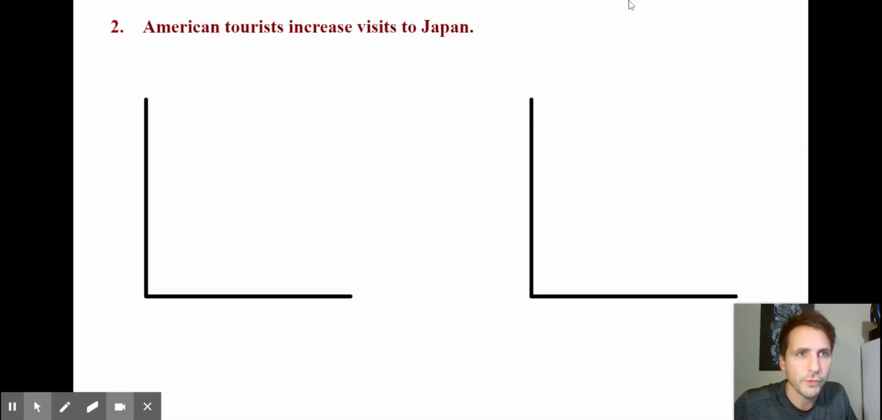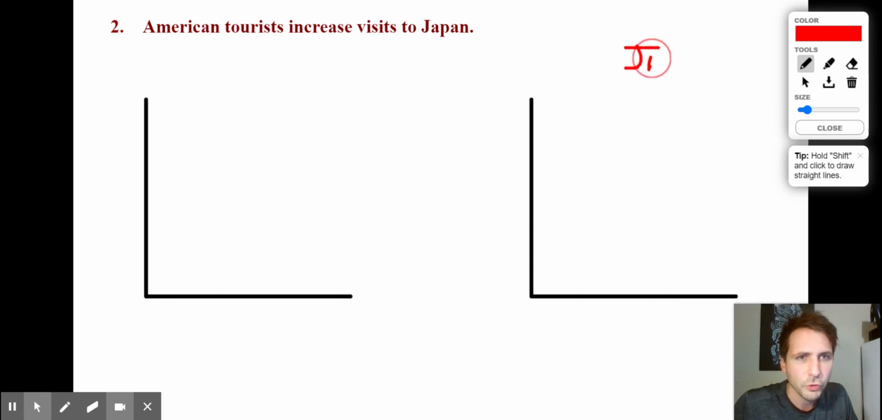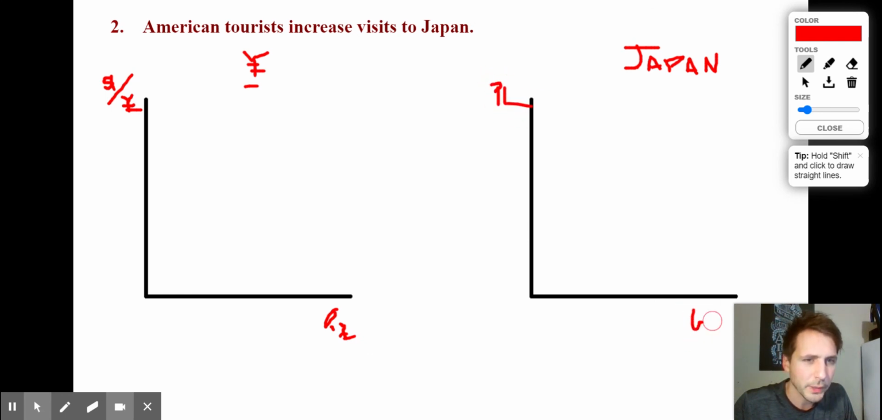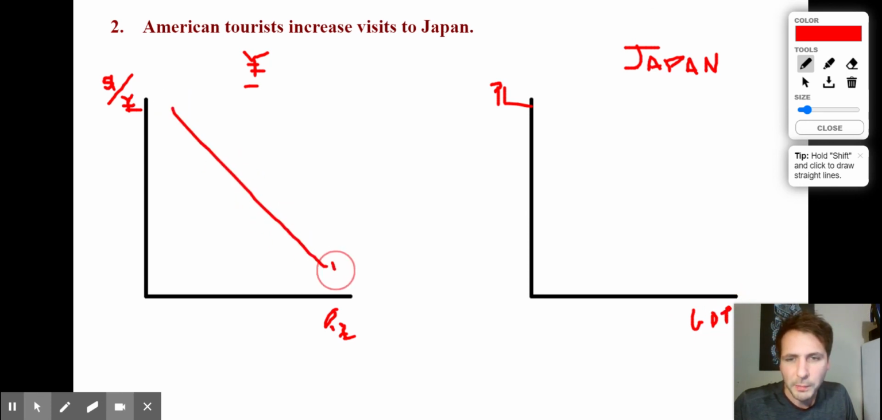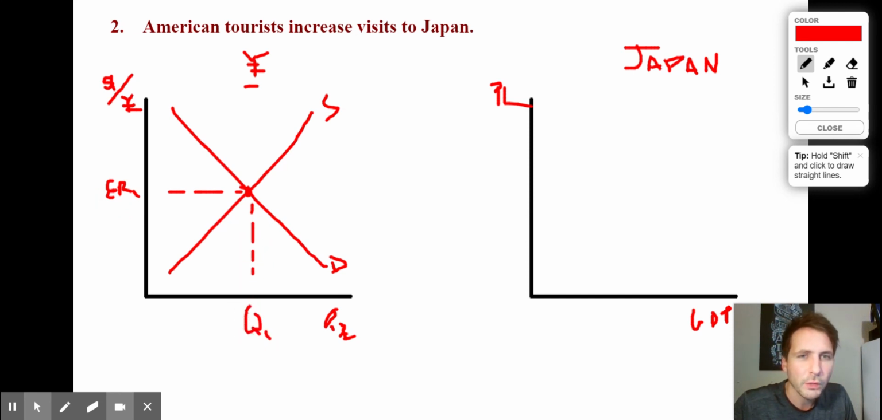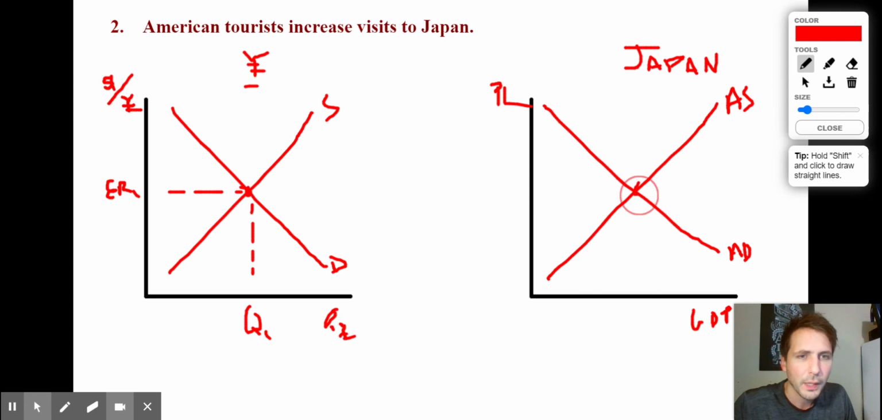Okay, let's do one final one here. And this one, we're just going to do Japan. And we're going to do the yen. And this is going to be foreign over domestic, so it's going to be dollar over yen. Because for this one, we're using the yen market. That's our domestic currency right there. This is quantity of yen. And then you know that this is price level, and this is GDP. We start with just regular demand and supply, and that gives us our original exchange rate and original quantity, Q1. Then over here, we have aggregate demand and aggregate supply. And we'll just keep LRAS out of it for now because it doesn't really matter.